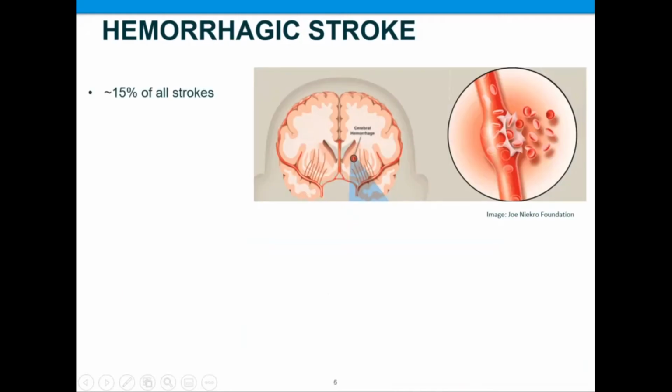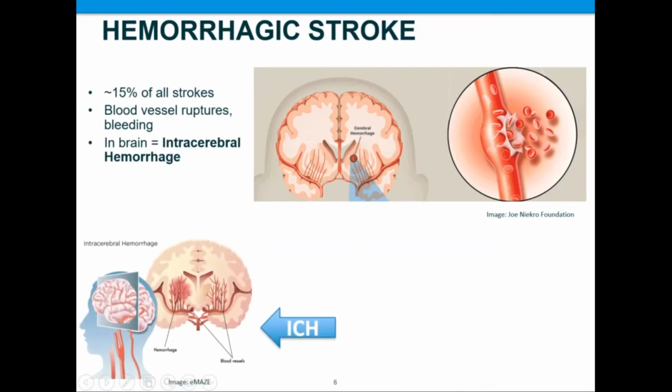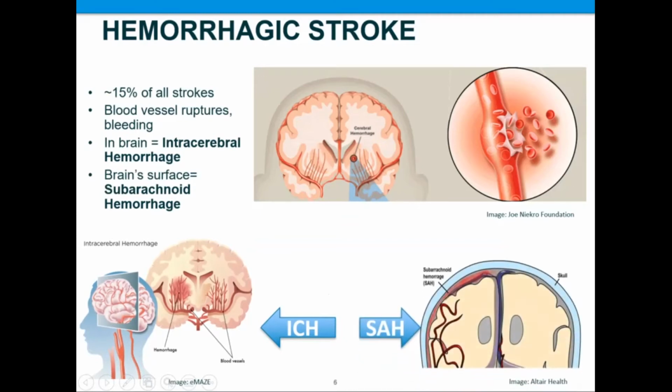About 15% of all strokes are hemorrhagic. A hemorrhagic stroke occurs when a blood vessel ruptures, causing bleeding. If the vessel bursts within the brain, it's called an intracerebral hemorrhage. If it happens on the brain's surface, it may be a subarachnoid hemorrhage, referring to a space below the skull.